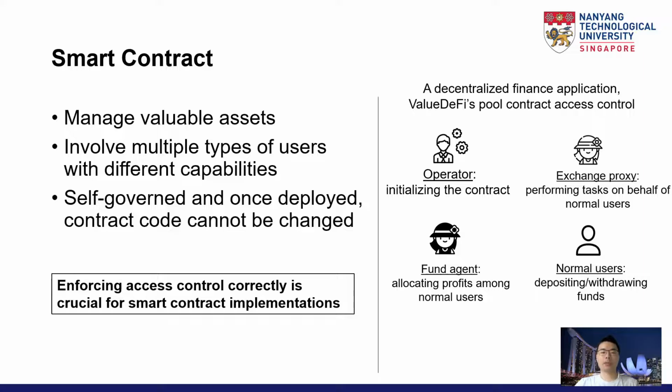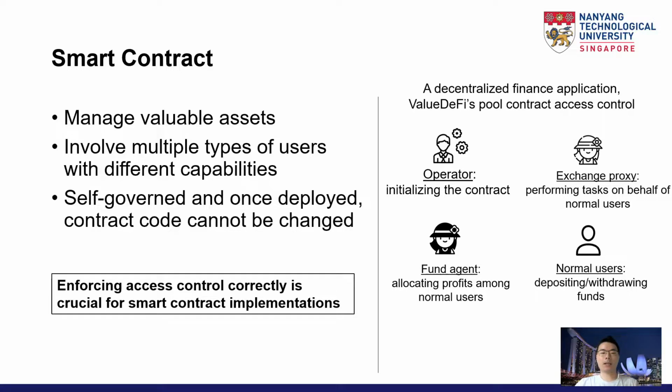Here, we present an asset control example for a decentralized financial application named ValiDeFi. ValiDeFi is used to exchange different types of tokens at a price between users. Its pool contract involves 4 types of users. The first one is operator, who can initialize a pool contract. Exchange performs trading tasks on behalf of the users, such as depositing funds of users. And the job of fund agent is to allocate accumulated profits among users.